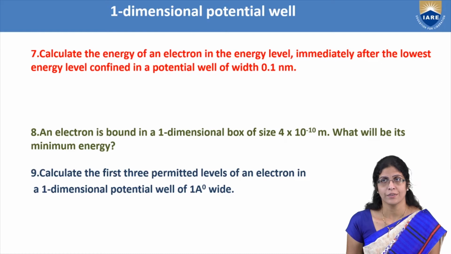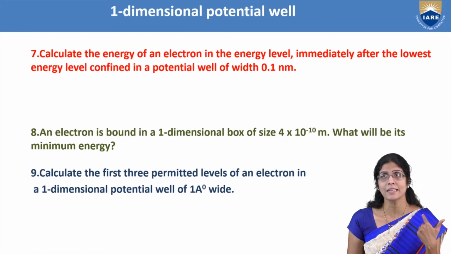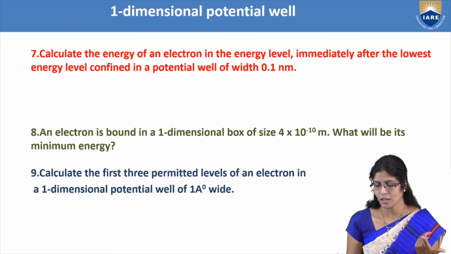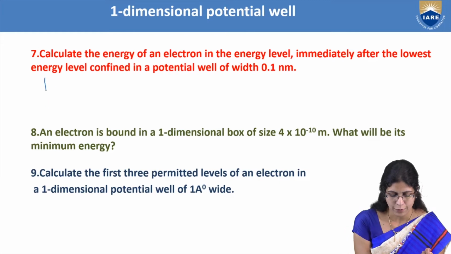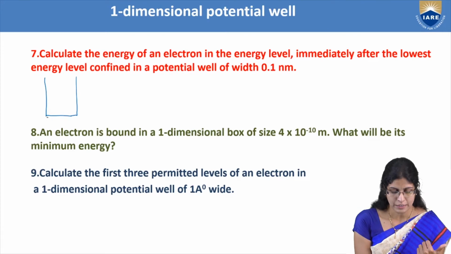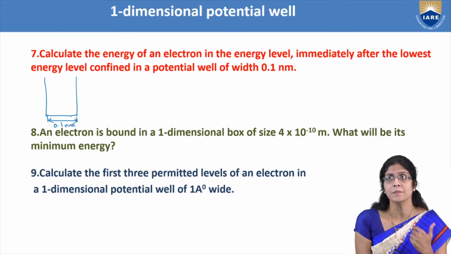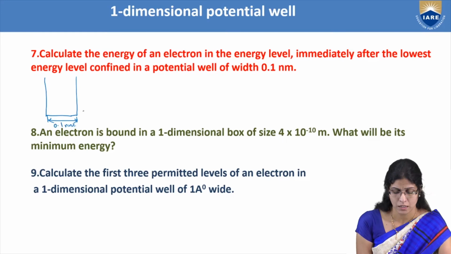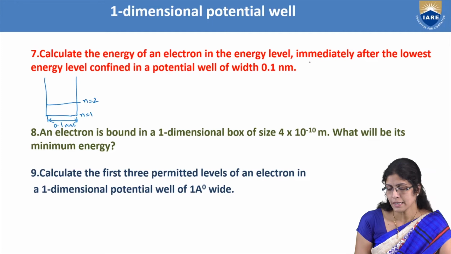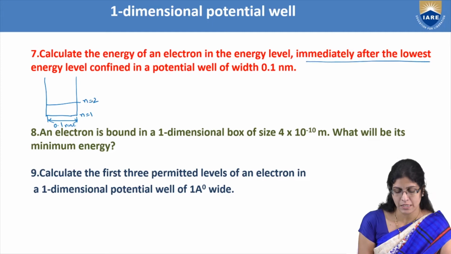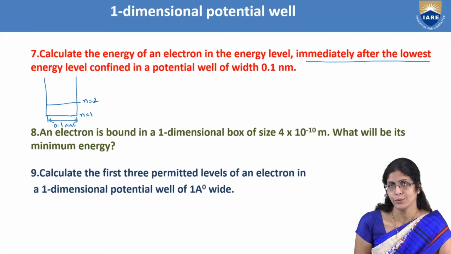Calculate the energy of an electron in the energy level immediately after the lowest energy level. Immediately after the lowest energy level means what? If I'm taking a potential well of width 0.1 nanometer, and this is the first level, n is equal to 1, then the next level will be n is equal to 2. So immediately after the lowest energy level means n is equal to 2. This is what I want.